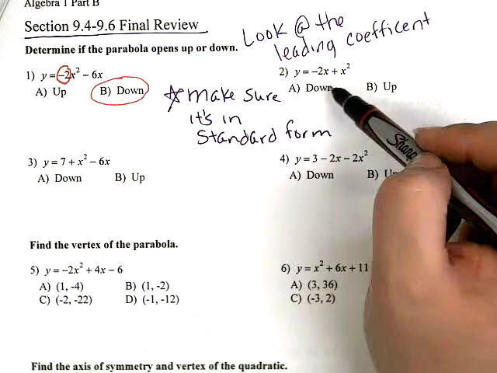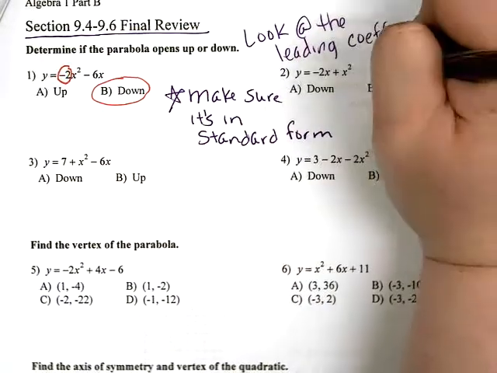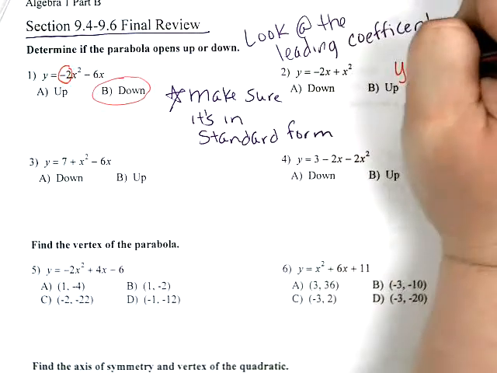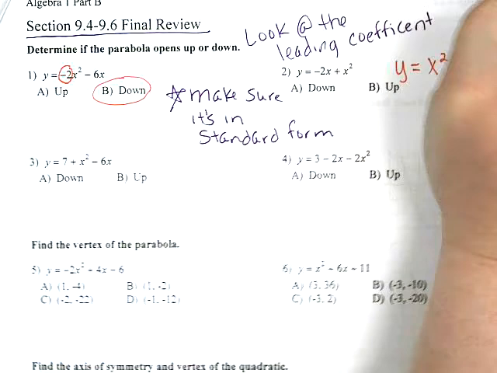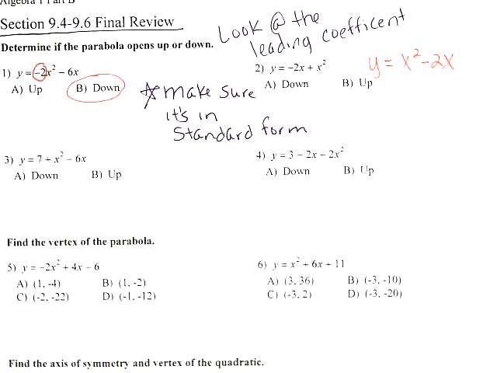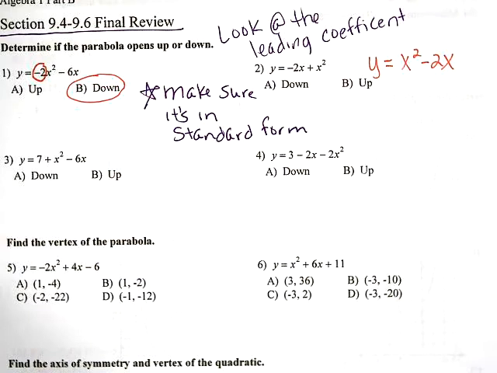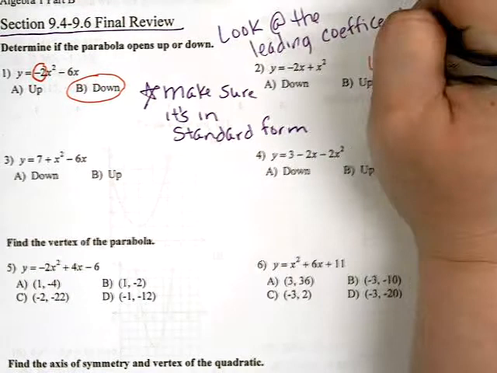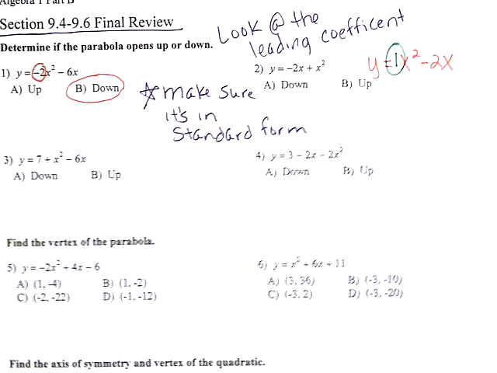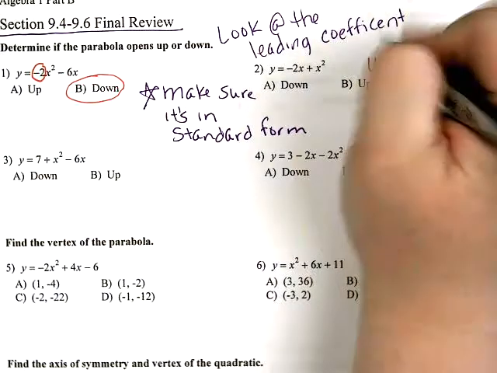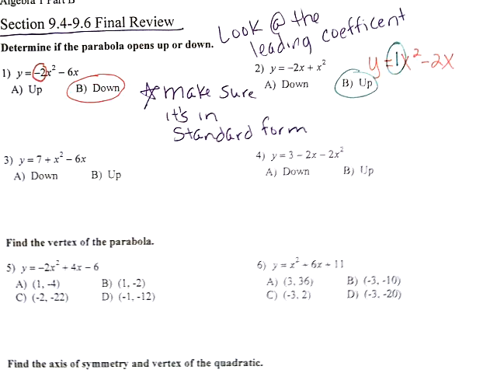For number 2, that's not in standard form. I need to rewrite it so that it is x squared minus 2x. Now it is in standard form, and the number in front of x squared is simply a positive 1. A positive leading coefficient means this parabola is going to open up.